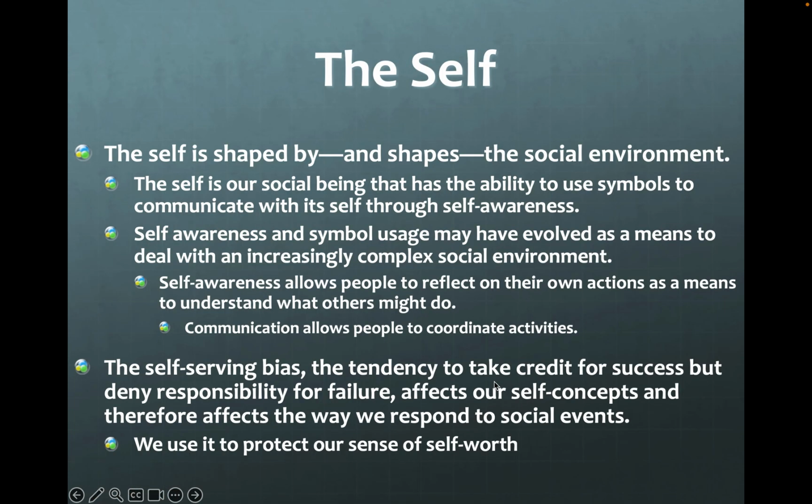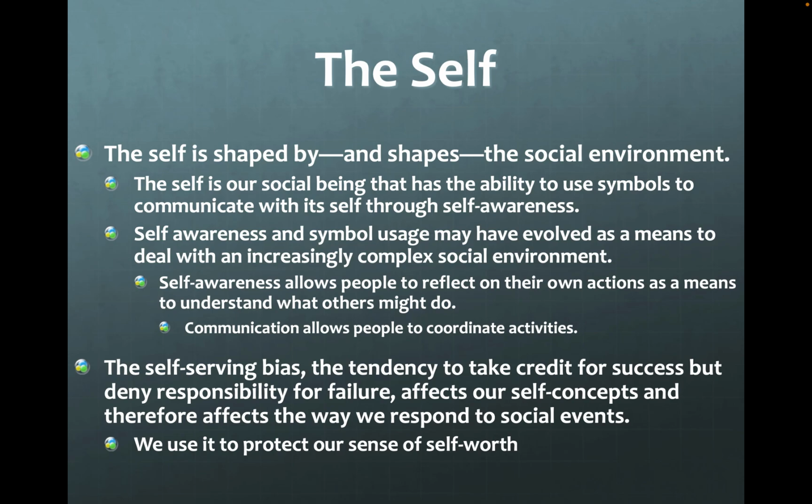The question you have to ask yourself. The self is shaped by and shapes the social environment. The self is our social being that has the ability to use symbols to communicate with itself through self-awareness. Self-awareness and symbol usage may have evolved as a means to deal with an increasingly complex social environment. Self-awareness allows people to reflect on their own actions as a means to understand what others might do. Communication allows people to coordinate activities.